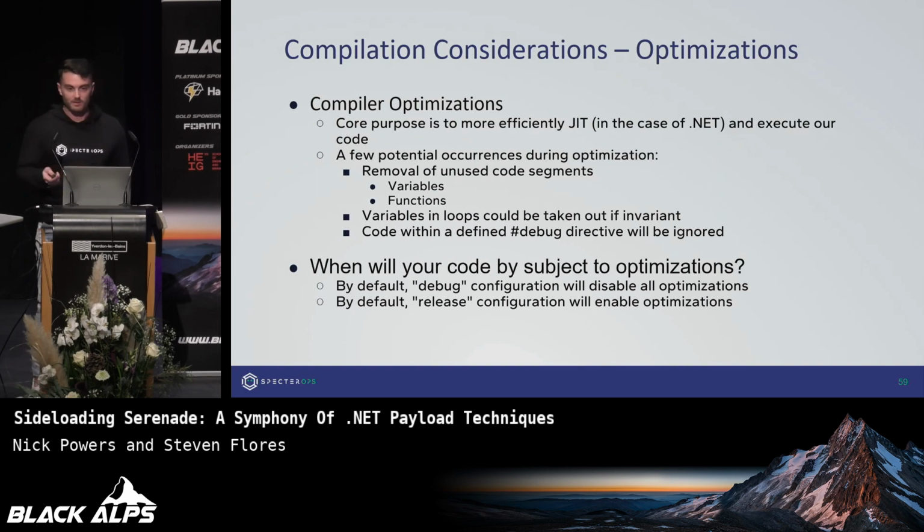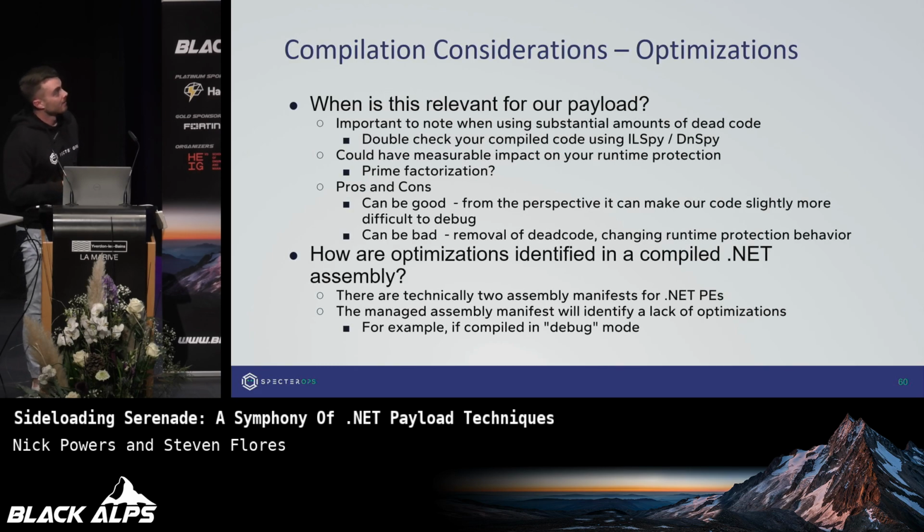So this will be relevant for, like we talked about, runtime protections a couple slides ago. If we're doing things like computationally expensive actions, that's something that the compiler wants to optimize as much as possible. So that's something we need to consider when we're writing our payloads. We want to make sure that what we've compiled hasn't been optimized away.